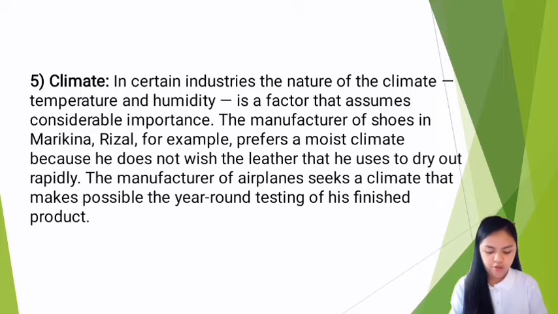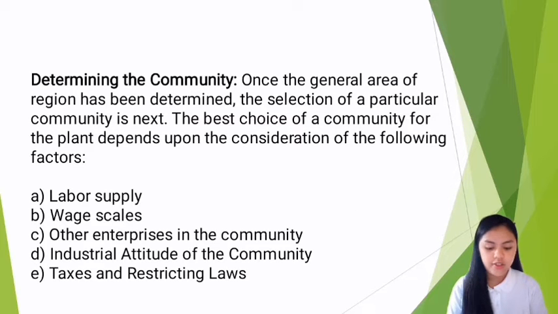At one time, Mountain Province was discovered to be the most desirable combination in which to locate a textile industry. Now that it is possible to control the humidity of the air by mechanical means, Mountain Province does not have the same advantages over certain other sections of the country. Next is determining the community. Once the general area or region has been determined, the selection of a particular community is next.